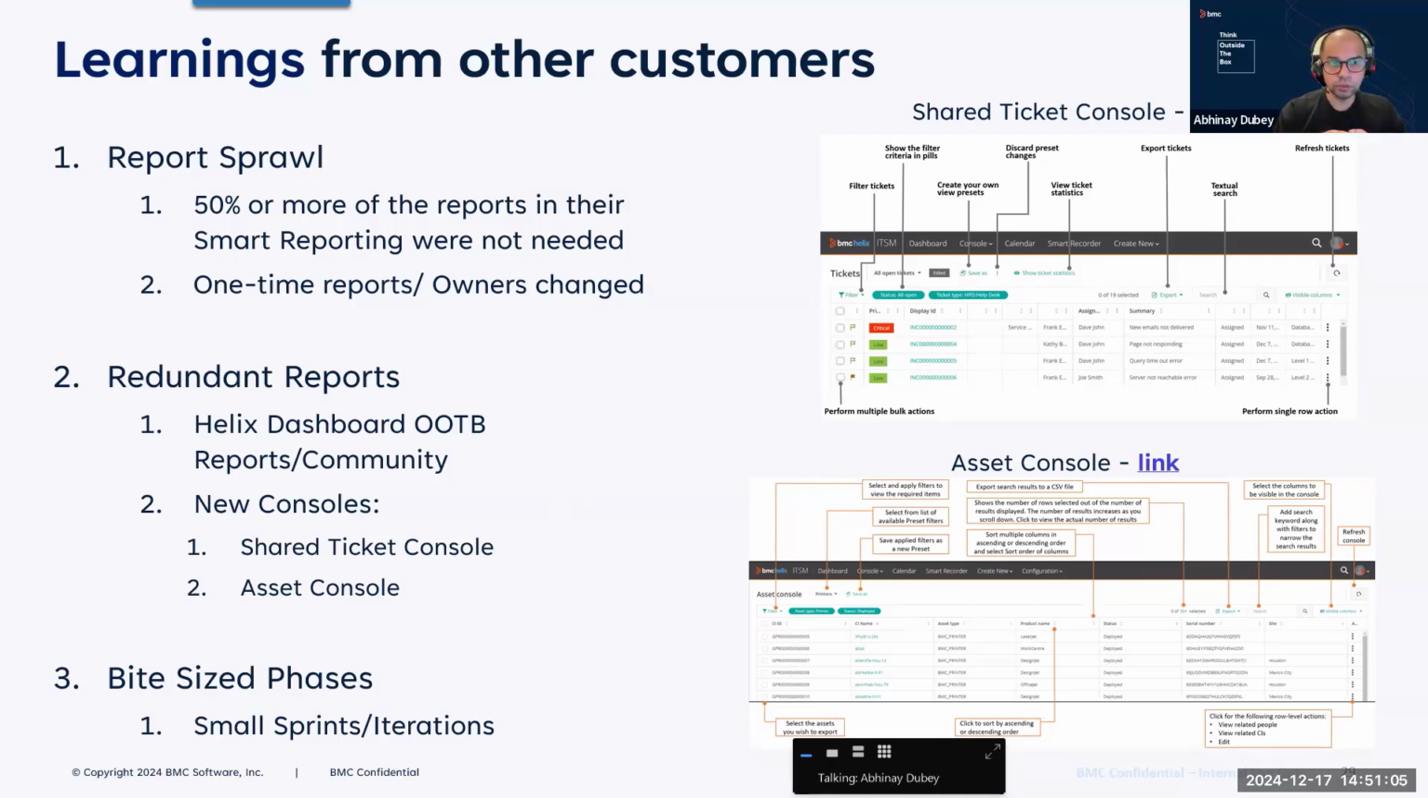Next is new consoles. So there is a new shared ticket console and a new asset console, and you can see the screenshots on the right side of the slide. Now, when you are looking at tabular reports, which is mostly looking at this kind of data, then again, it is highly recommended that you take a look at these new consoles, and if any of these consoles can do the same job as what you were doing in a simple tabular report, looking at ticket data or asset data, then you can use these consoles.